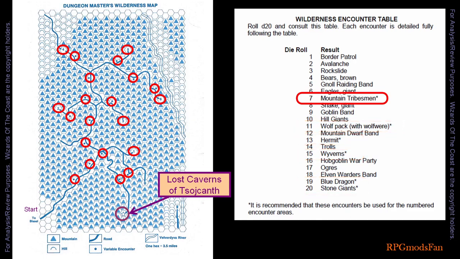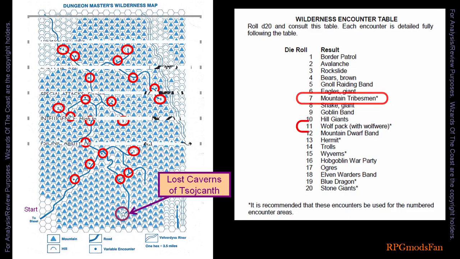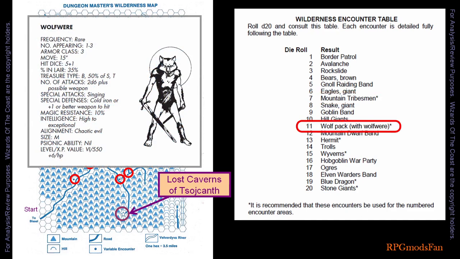Number 7 on the table is the Mountain Tribesmen encounter, where 20 tribesmen are out hunting. They lack wealth and will attack parties that seem weak or are displaying signs of wealth. Number 11 on the table is the Wolf Pack encounter, where the adventurers encounter 2 wolfwares and 12 wolves. Wolfwares make their monster debut to D&D in this module, and are tougher versions of werewolves. The 2 wolfwares are in human form, and are disguised as wanderers or as minstrels.